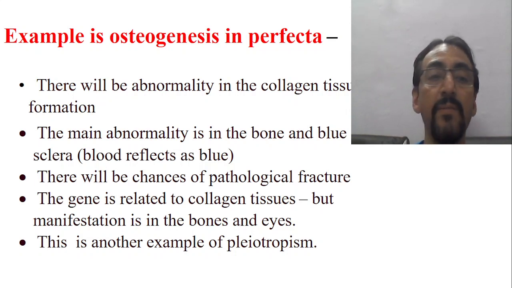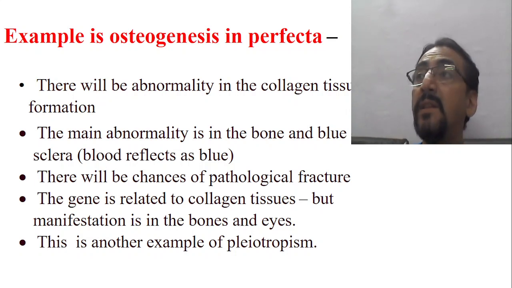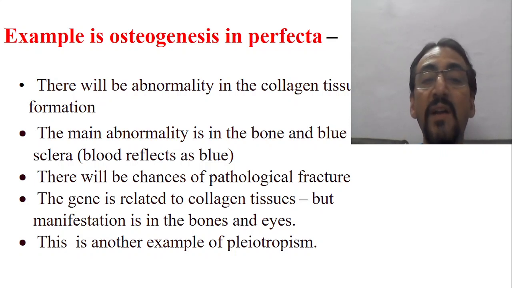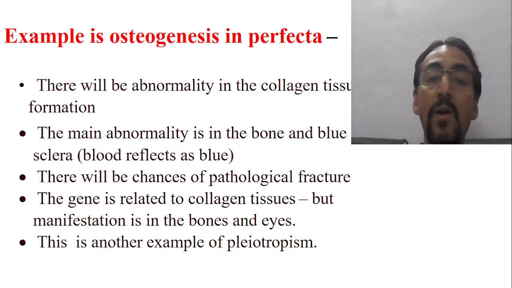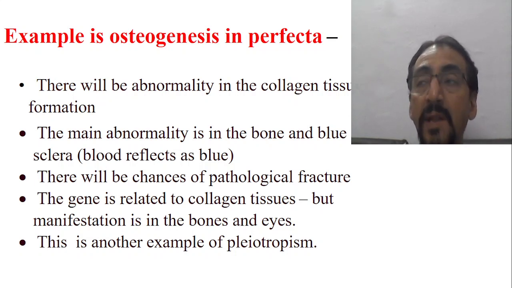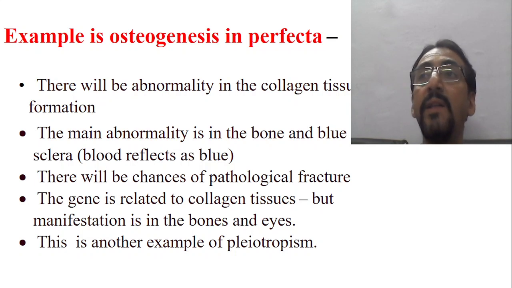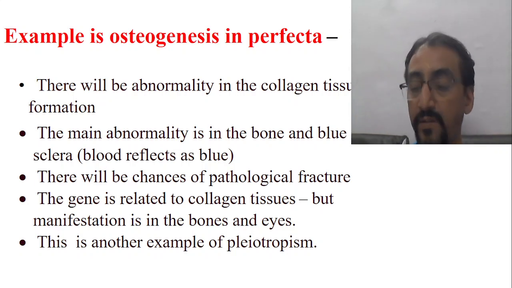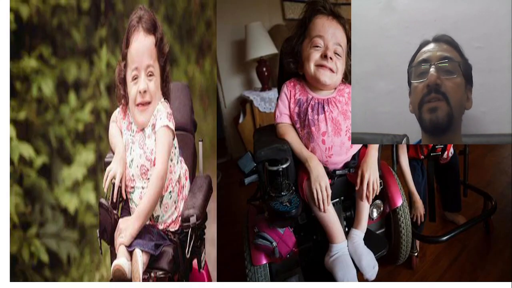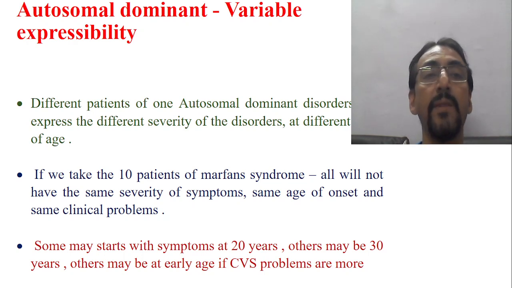Another problem is there may be blue sclera. So there will be chances of pathological fracture, and there is also chance of formation of the ocular symptoms. Okay, so one single gene problem, one single protein is deficient, but in two different systems you find the symptoms. This is another example of pleiotropism. So these are the pictures of osteogenesis imperfecta.